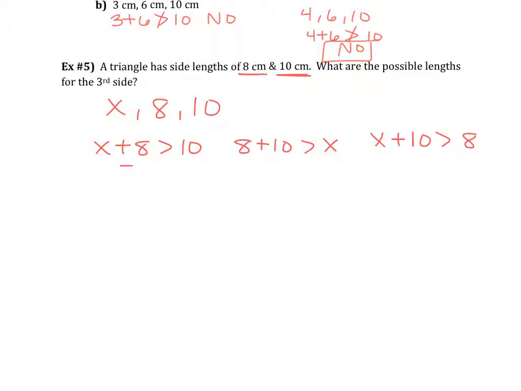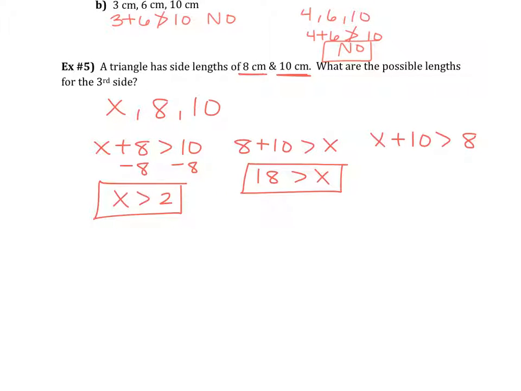Now you solve them. If I take away an 8 here, I get x is greater than 2. If I simplify here, I get 18 is greater than x. And if I simplify here, take away 10 on both sides, I get x is greater than negative 2. Okay, now let's think about this. We're looking for a range of possibilities for a third side. One of these doesn't work. Which one? Maybe the one with the negative.